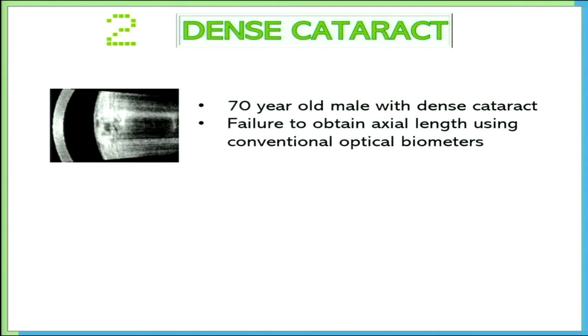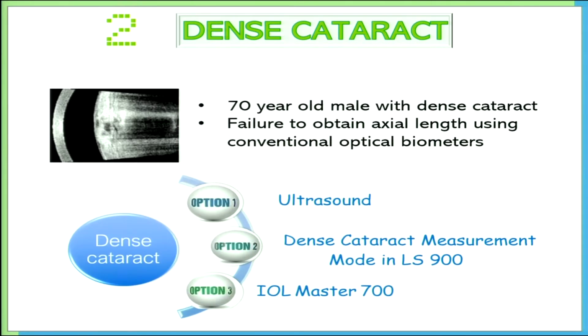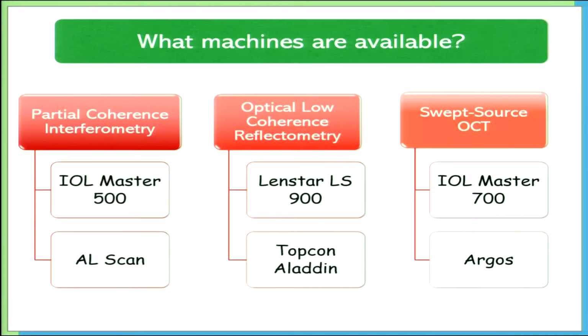Here's situation 2, where we have dense cataracts. In this case of a 70-year-old gentleman, we failed to obtain axial length using conventional optical biometers. So here there are 3 options. Go back to the ultrasound immersion technique, or use the dense cataract measurement mode in LensStar, or we can opt for IOL Master 700.